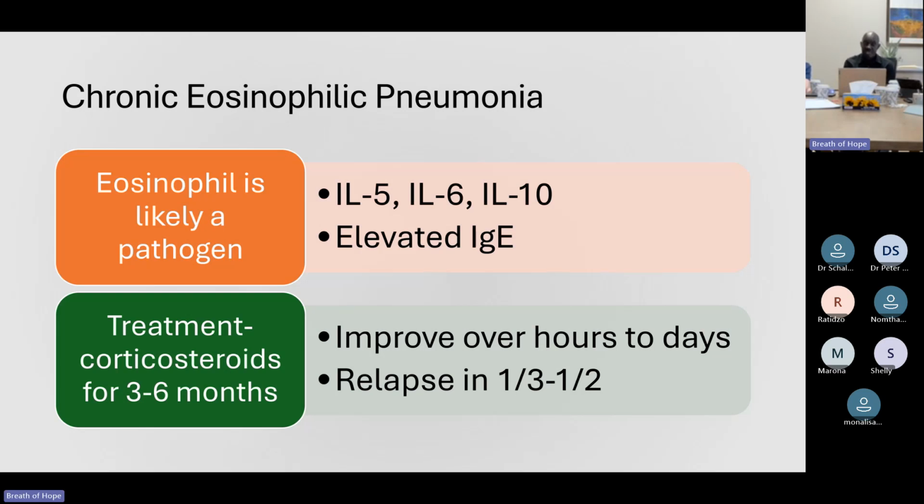In chronic eosinophilic pneumonia, eosinophilia is likely pathogenic with IL-5, 6, and 10, with elevated IgE. Treatment, of course, is corticosteroid for 3 to 6 months, with improvement over hours to days. Relapse is common, in one third to half, about 50% of the cases.